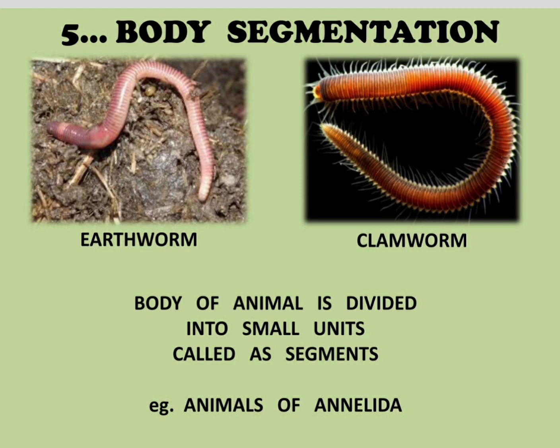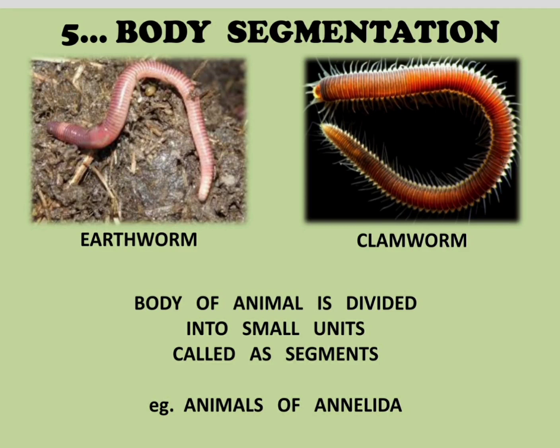Now we move on to the last part of our criteria for classification, which is body segmentation. Now if you have ever observed a live earthworm, you must have seen that the body of the earthworm is divided into a number of circular segments. Such organisms usually belong to the class of Annelida, and their body is divided into small units called segments.